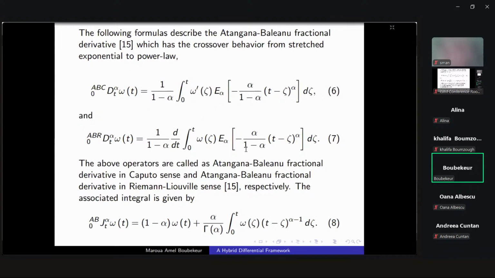This slide introduces the Atangana-Baleanu derivative. It uses the Mittag-Leffler kernel, which gives a realistic mix of fast and slow memory decline. This makes it suitable for modeling viruses that persisted for a longer time, like HIV.